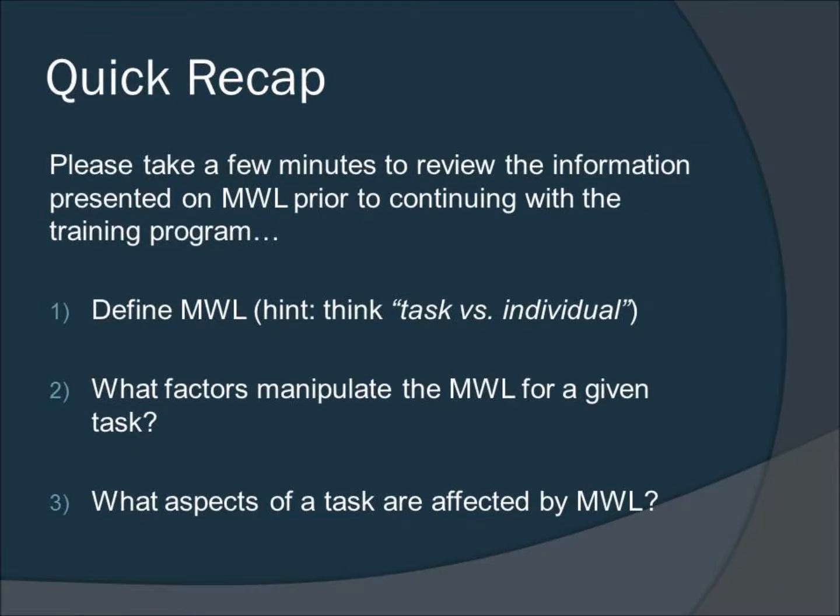Please take a few moments to answer the following questions and review the basics of mental workload and its context in human factors research.